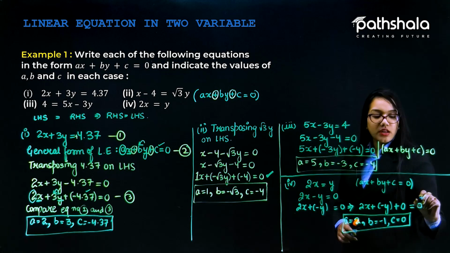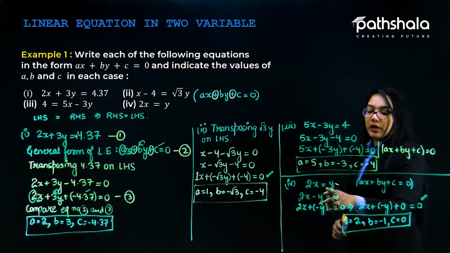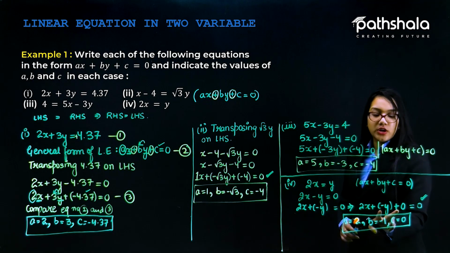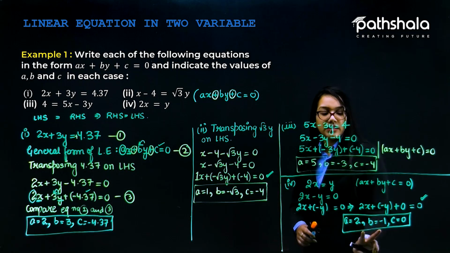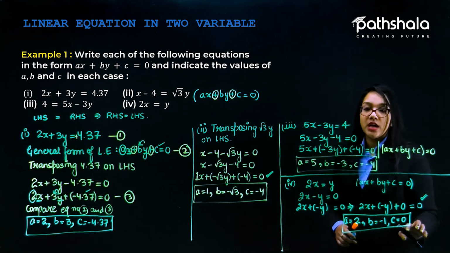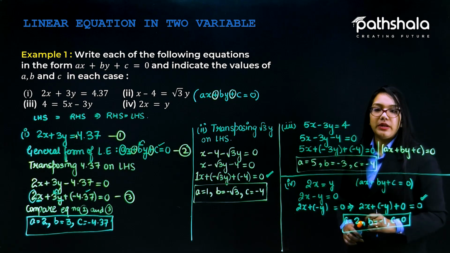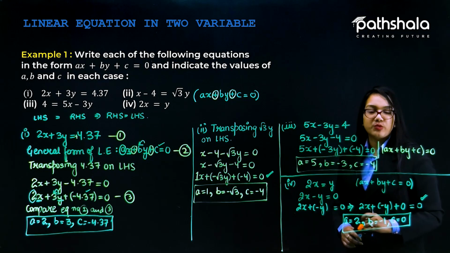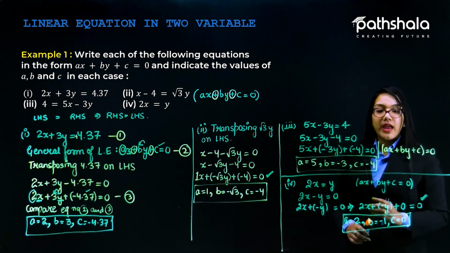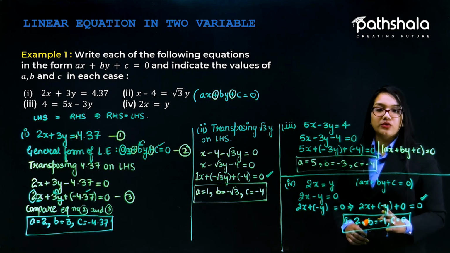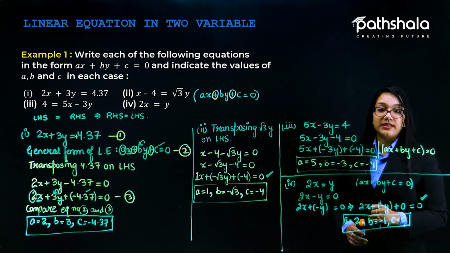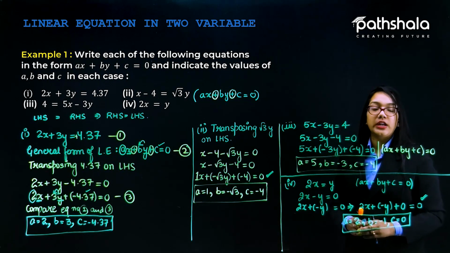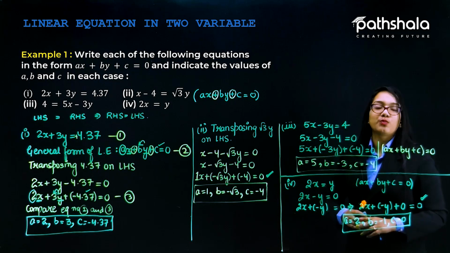So this is the formation of this particular equation into the general form, that is ax plus by plus c is equal to 0, and this is a, b and c. So this is all about example number 1, in which we have to express the equations into the formation of ax plus by plus c is equal to 0, and we also have to find out the values of a, b and c. I hope the steps related with all these parts are all clear to you. So let's just move on further.